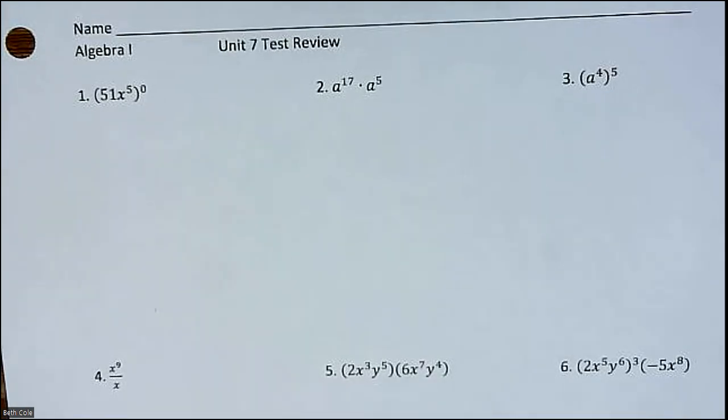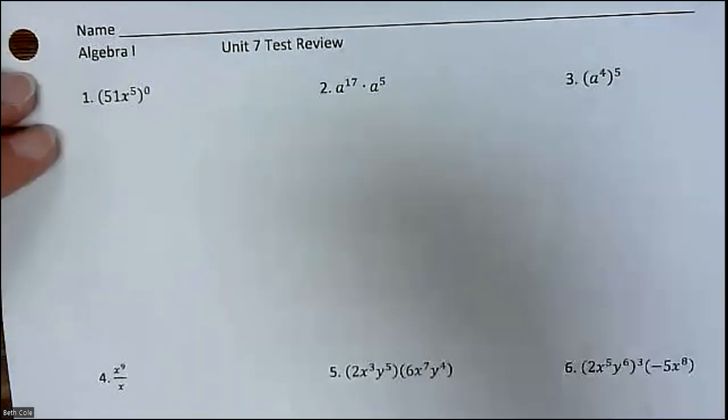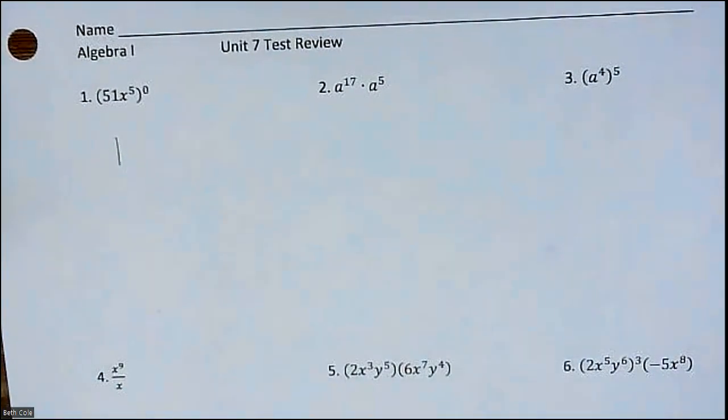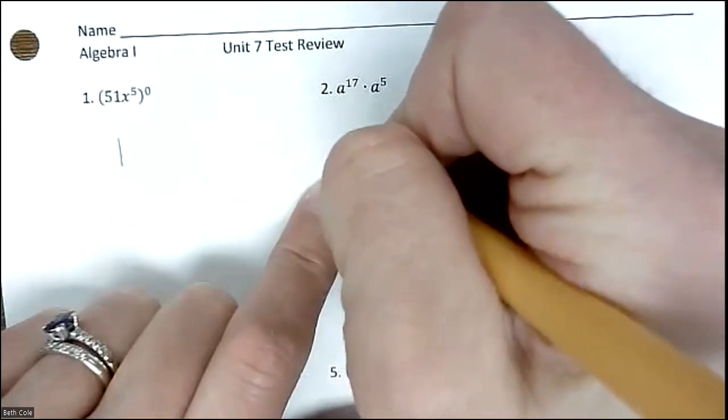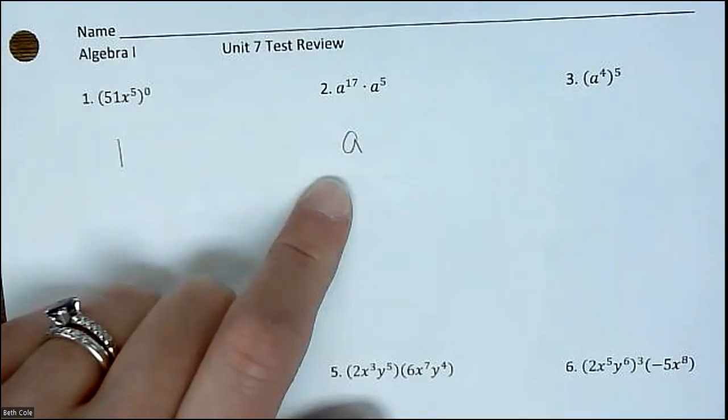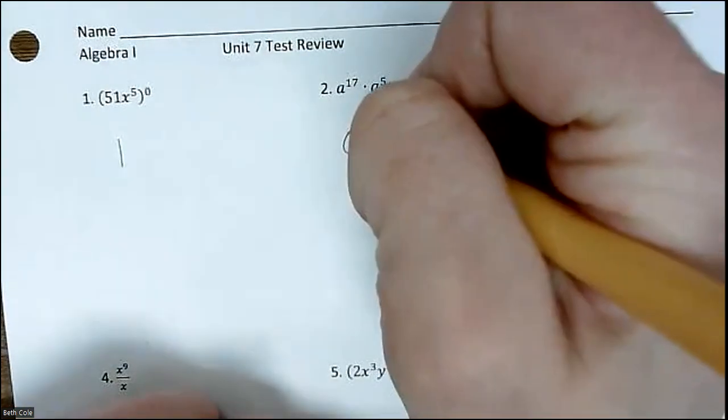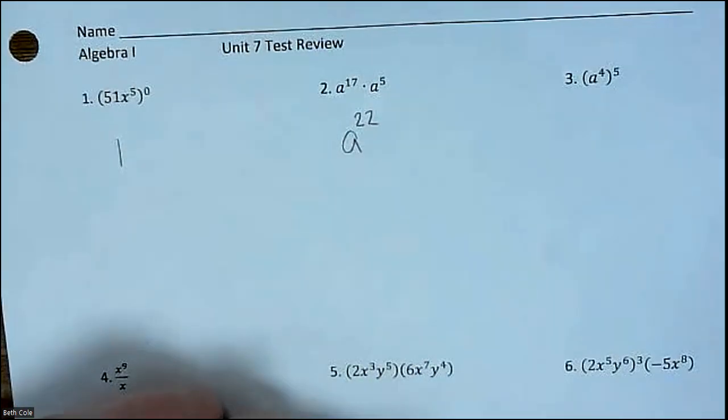So look at number 1. Everything is to the 0 power. What do you think? 1. That's it. Here you're multiplying, so what are you going to do to the exponents? Add 17 plus 5, 22.